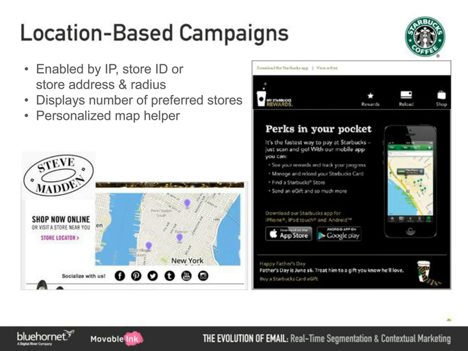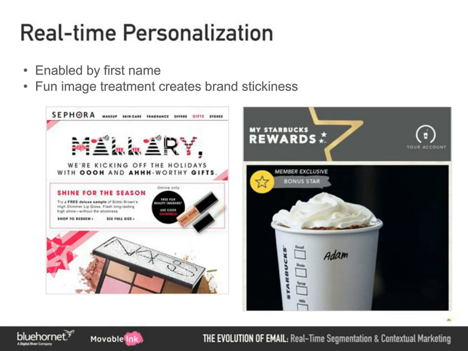The next example I want to take you through is real-time personalization. Again, something really simple. This is enabled by first name if you have it available within your ESP. This includes fun image treatment and creates brand stickiness. On the left is an example from Sephora, and this campaign was to get their subscribers excited about the upcoming holiday season and the gift ideas and gift sets that they had available.